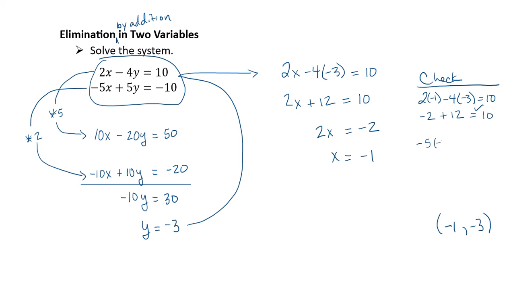Negative 5 times negative 1 plus 5 times negative 3 equals negative 10. That's 5 minus 15 equals negative 10. And that works. So the point negative 1, negative 3 is a solution to both equations. It is the place where those lines in 2-space intersect.